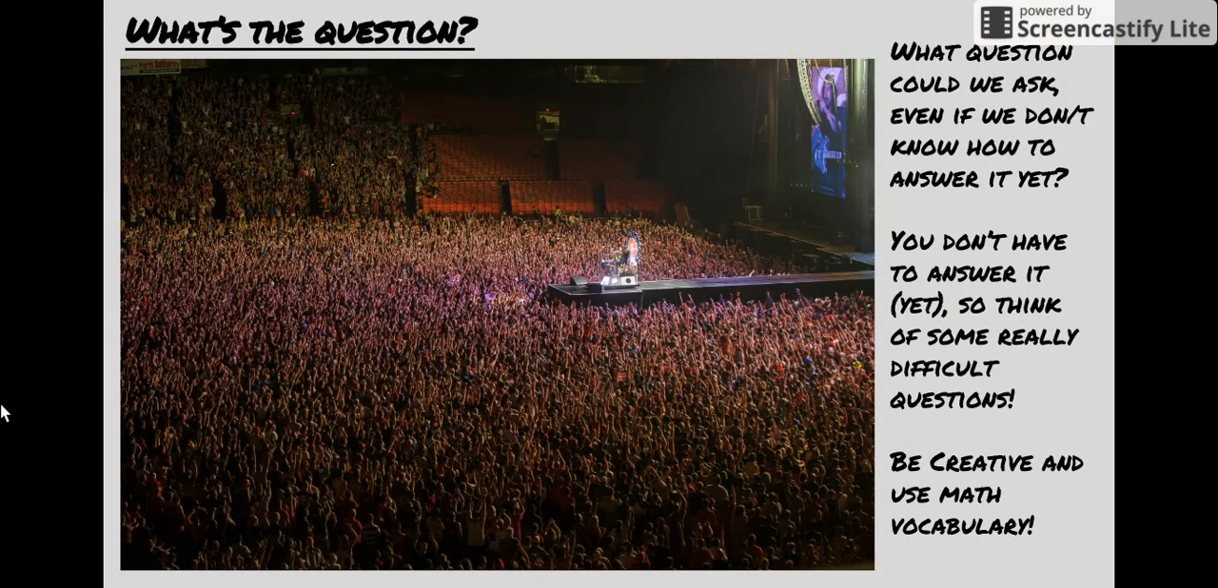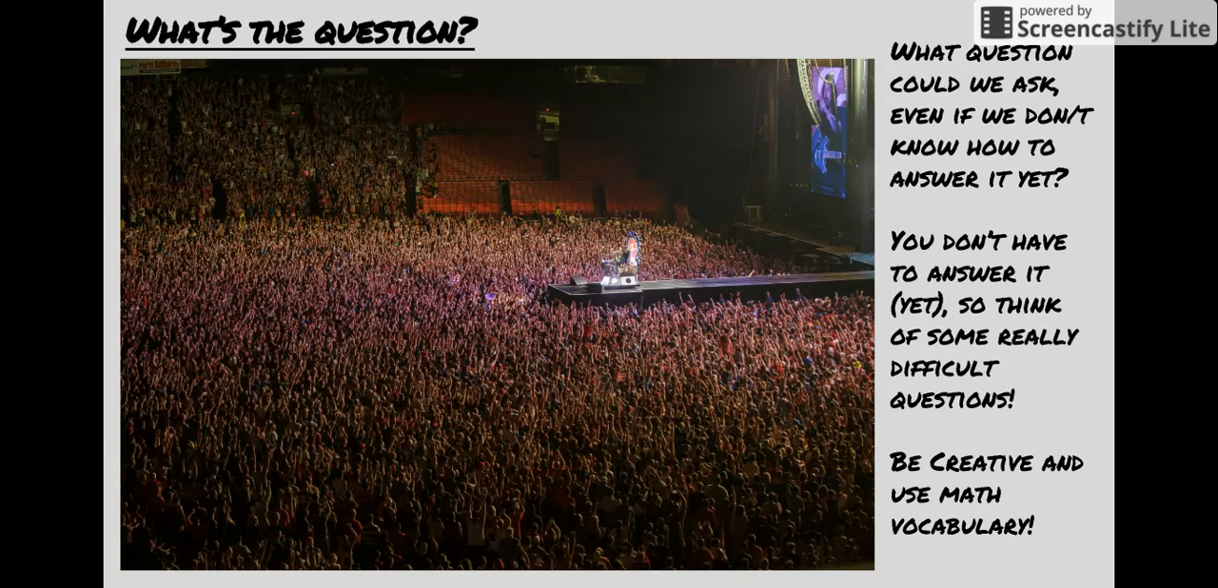Another strategy I like to use is called What's the Question? In this strategy, you'll see a picture on the smart board. And today you see a picture of a rock concert. So when you see a picture like this, you're thinking to yourself, what question could we ask, even if we don't know how to answer it yet? And don't worry, you don't have to answer it.